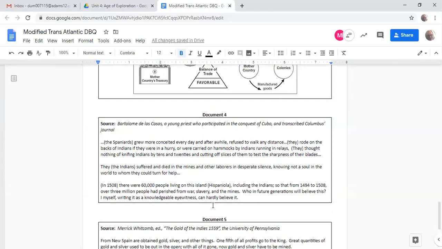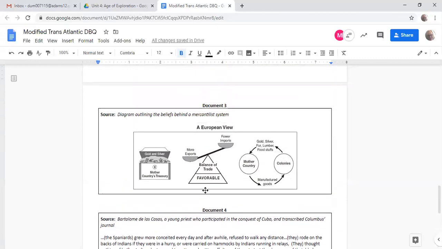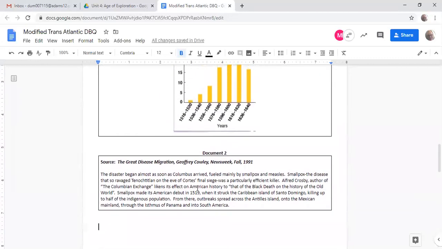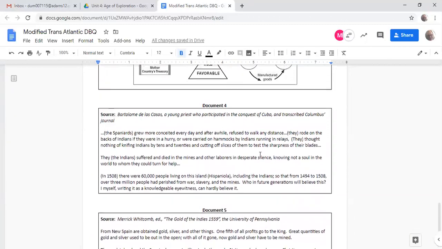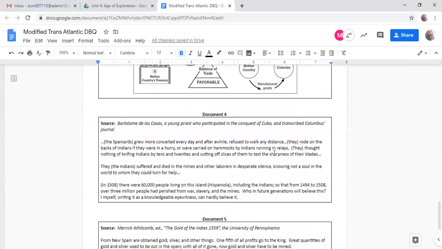Now, it doesn't quite go hand in hand with document 2 up here, where the Native Americans died of smallpox. But there is a statement that I could say, something like, transatlantic trade decimated the population of the Native Americans. And then I could use evidence from document 2 and evidence from document 4 to prove that. So what would be the best piece or pieces of evidence that would show the decimation of the Native American population?